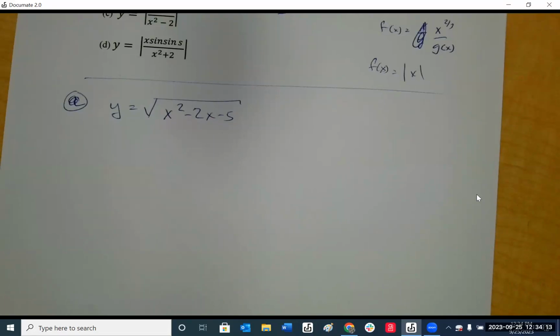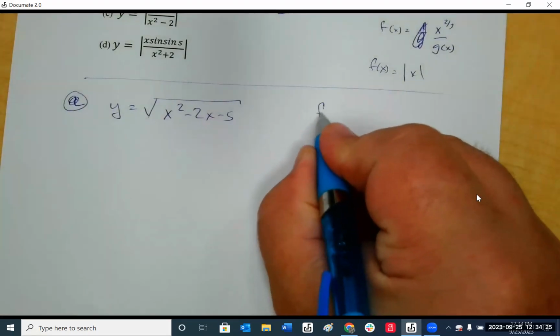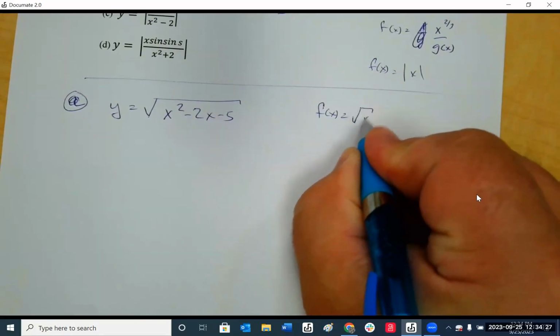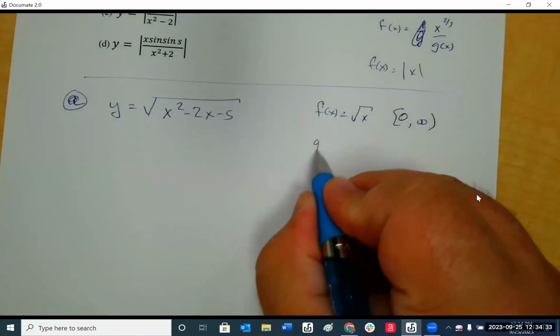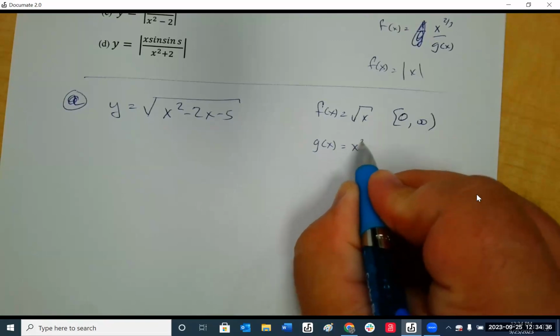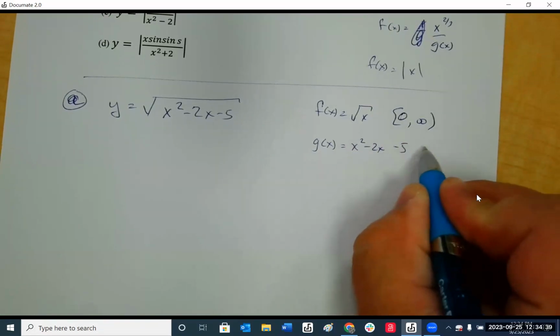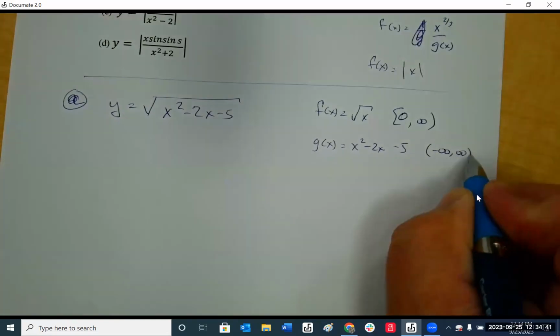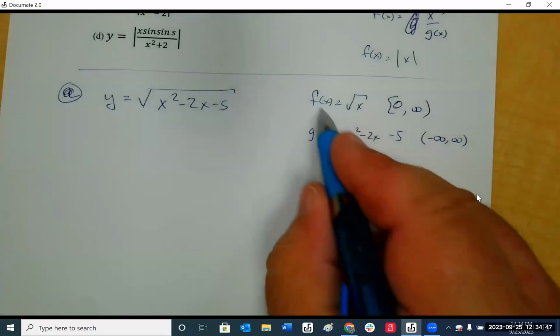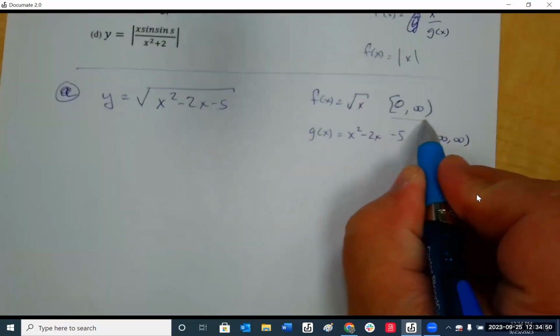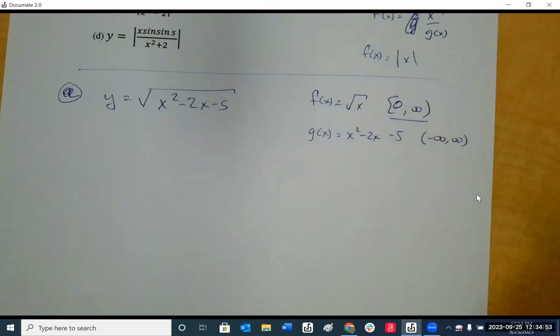So show that the following functions are continuous on their domain. We have f of x equals the square root of x, which is from 0 to infinity. We have g of x, which is x squared minus 2x minus 5, which is from negative infinity to positive infinity. Since we have a composite function, we can only use the domain of 0 to positive infinity.